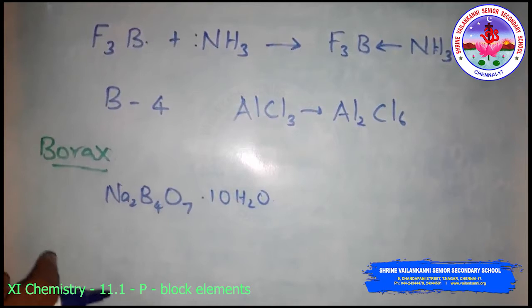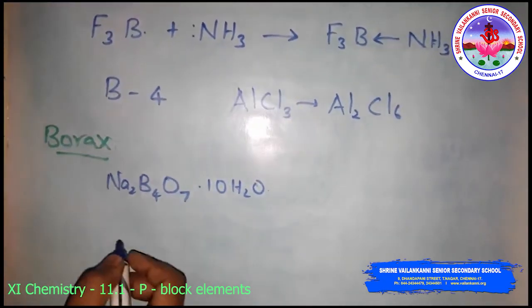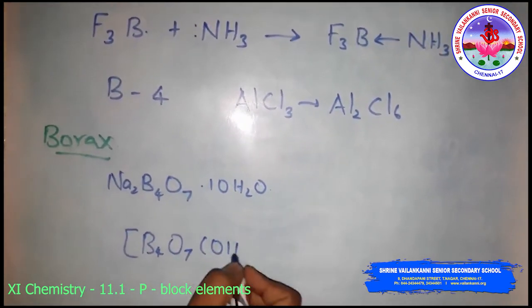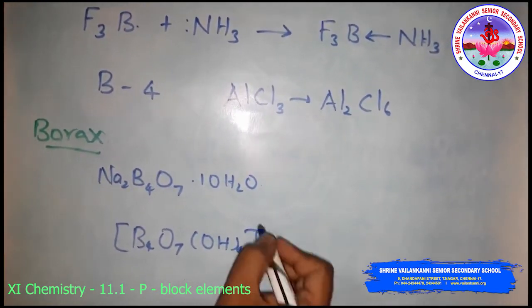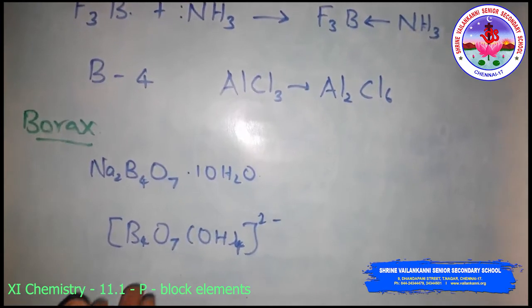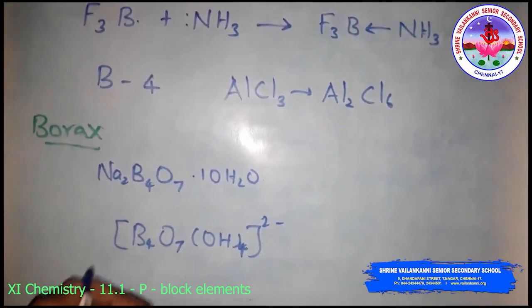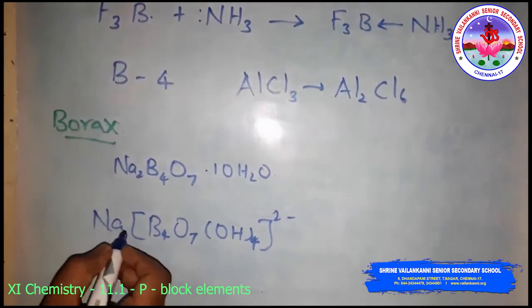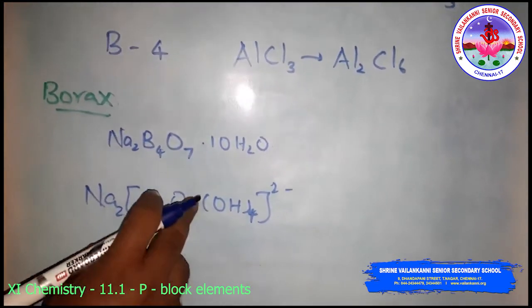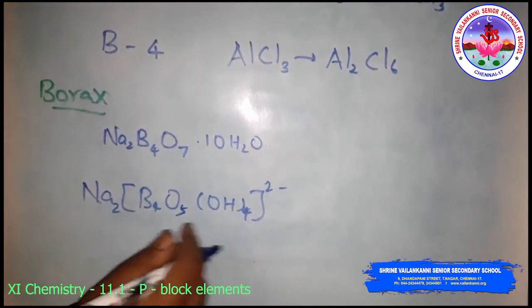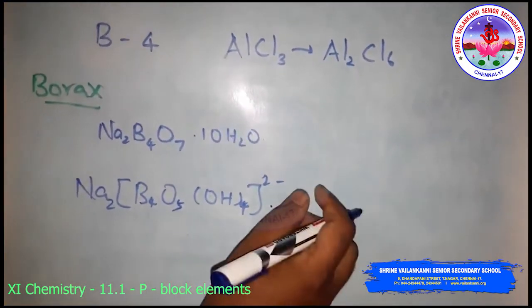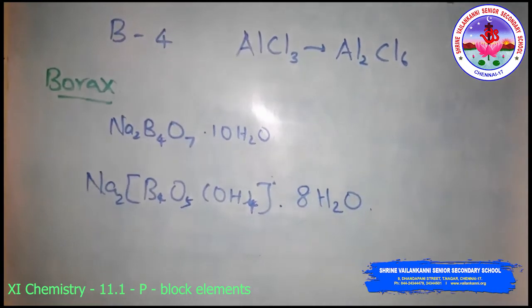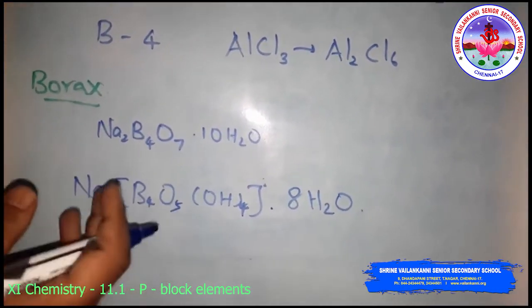In fact, it contains tetranuclear units, like [B4O5(OH)4]²⁻. So, the correct formula for borax is Na2[B4O5(OH)4]·8H2O. Borax dissolves in water to give an alkaline solution.